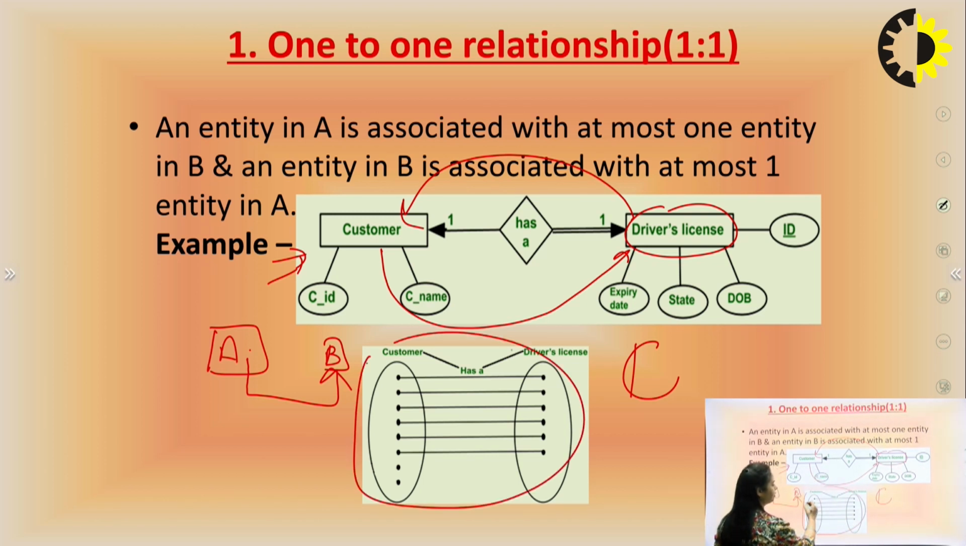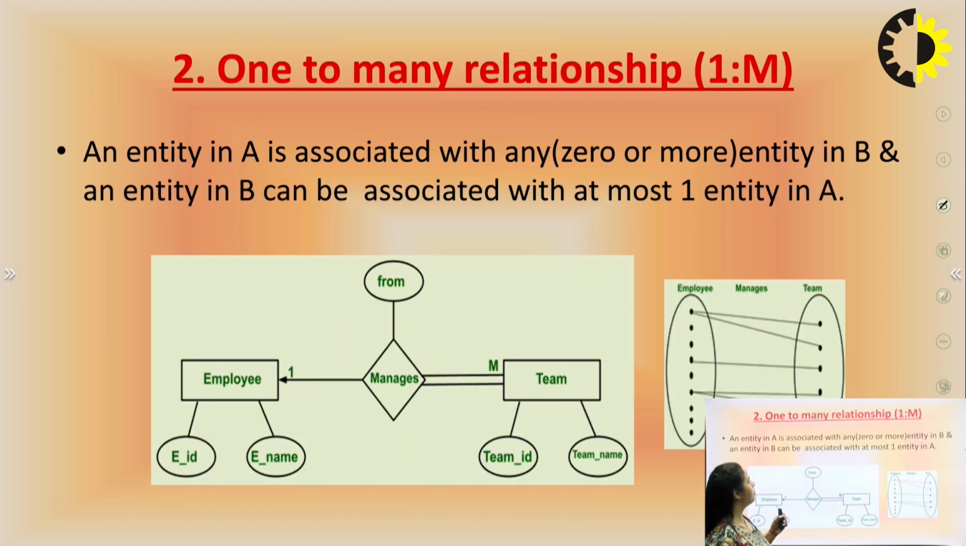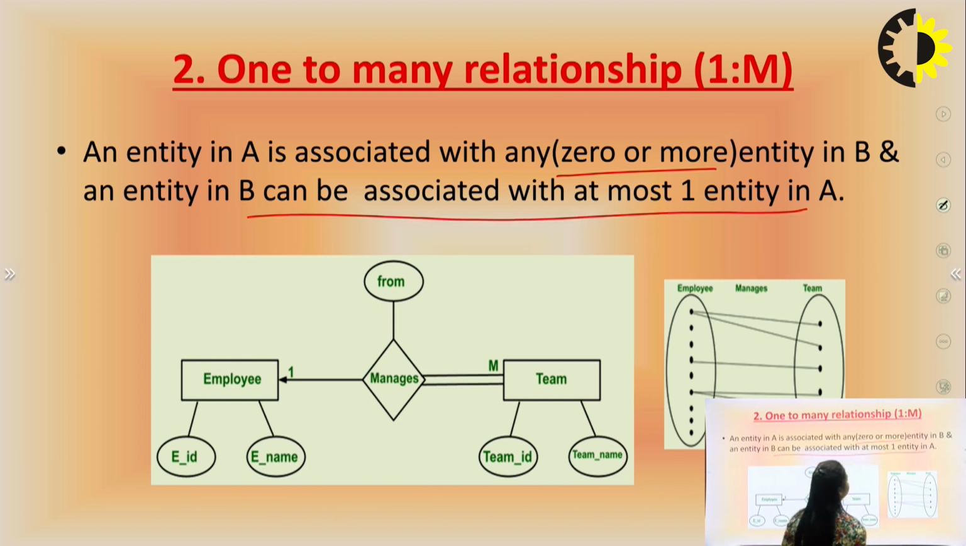This is the graphical representation of a one-to-one relationship. Next is the one-to-many relationship. An entity in A is associated with zero or more entities in B, and an entity in B is associated with at most one entity in A.